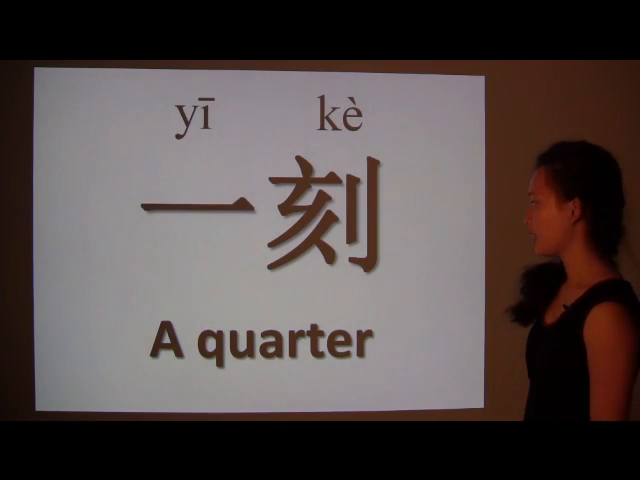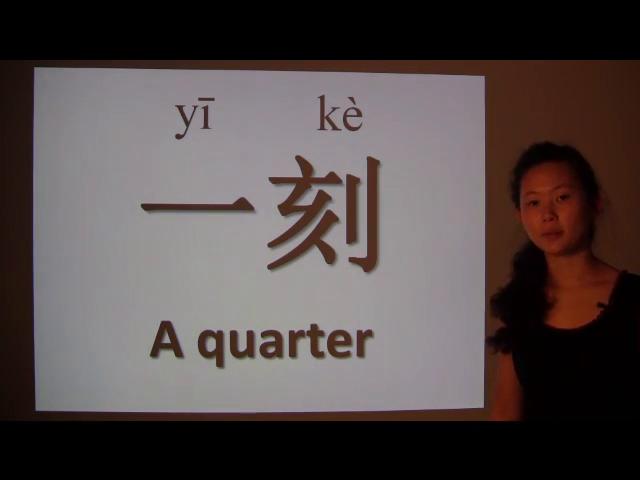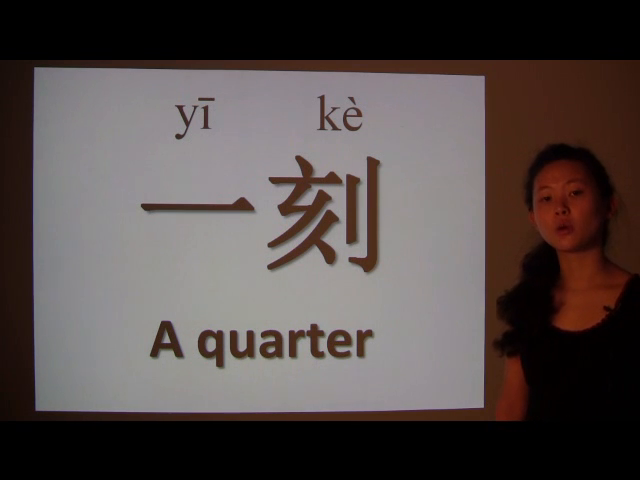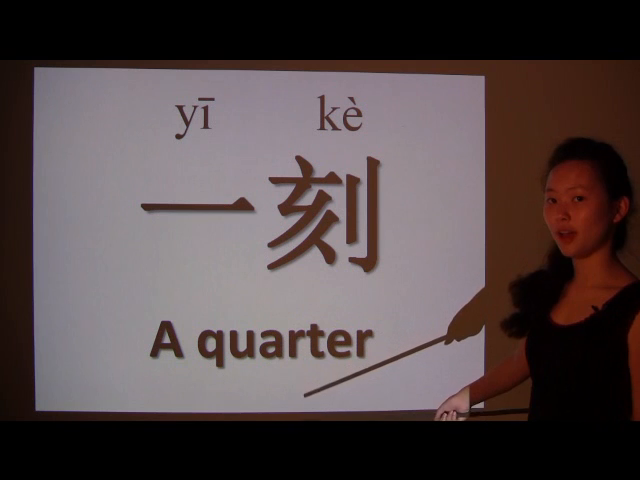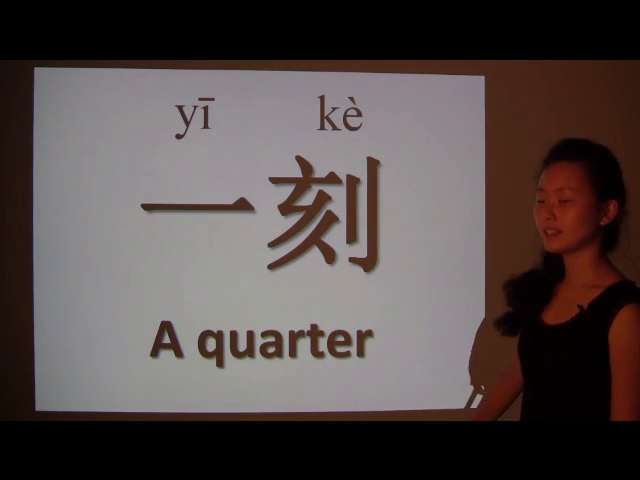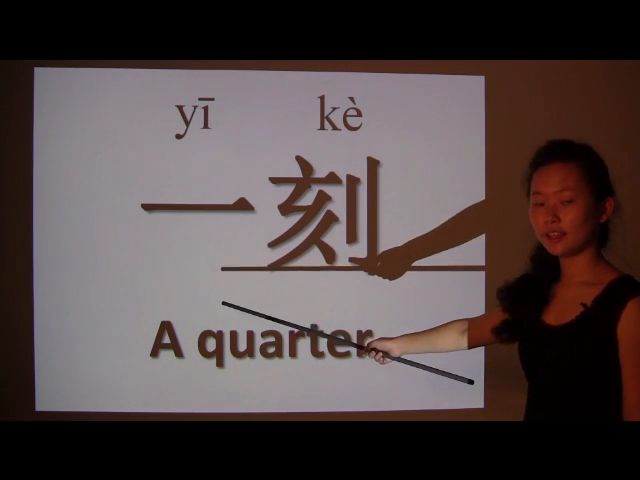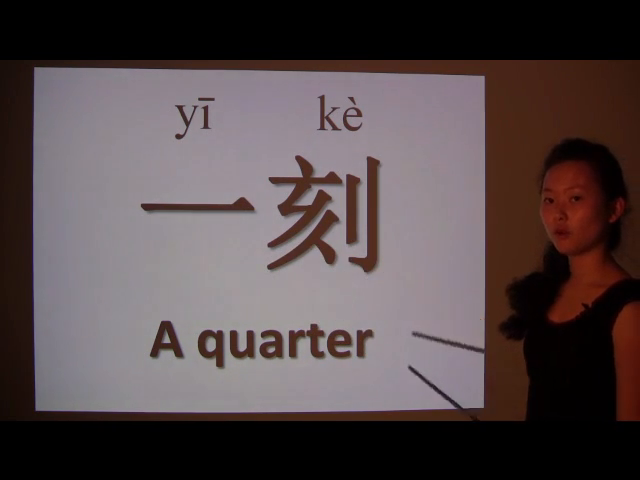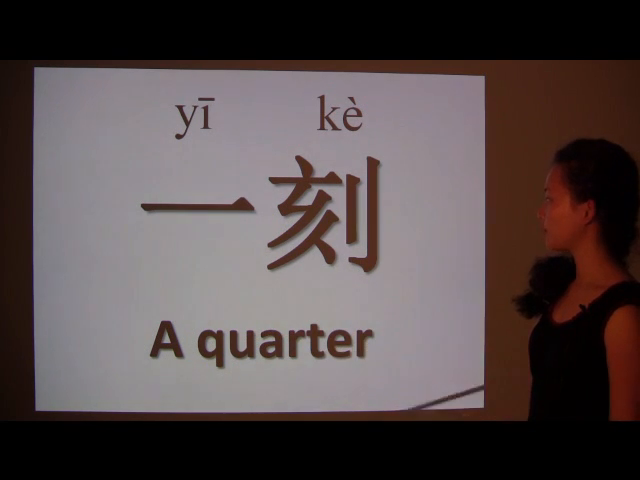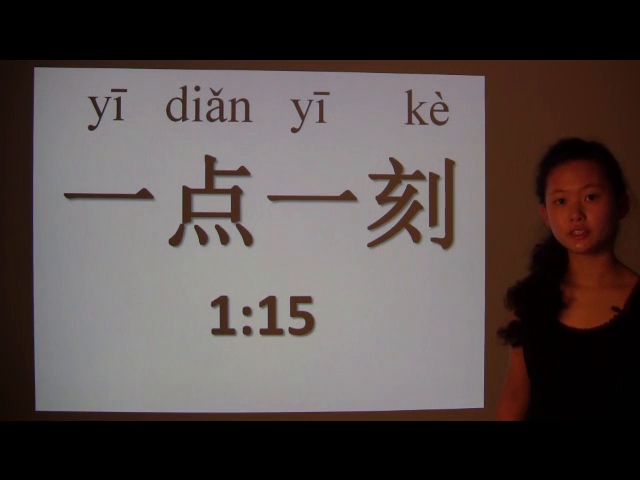So, what about those common things, those little words that we use to simplify how we tell time? Somebody says a quarter, 1 and a quarter. Well, we also have that in Chinese. A quarter in Chinese is 一刻. 一刻 for a quarter.